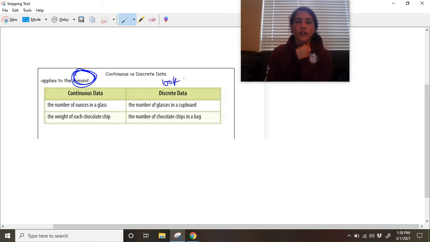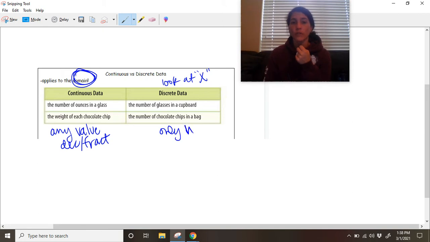So we need to look at the x variable, the x-axis. That's what we look at to determine if it's discrete or if it's continuous. So the difference between the two: if it's continuous, that means it could be any value, whole numbers or decimals and fractions. If it's discrete data, it's only whole numbers.